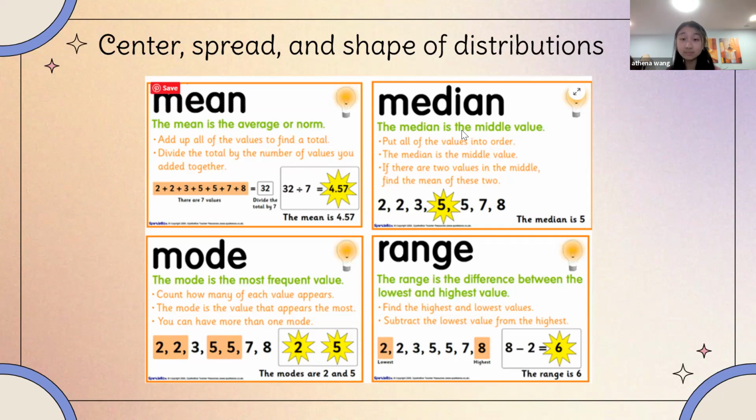The median is the middle value. We list the values from least to greatest, and we find the middle value. An easy way to find this is to count the number of values, and if it is odd, we add 1 to that number and divide by 2. So if it's 9, we add 1 to 9 to get 10, and the middle number would be at the 5th spot, because 10 divided by 2 is 5.